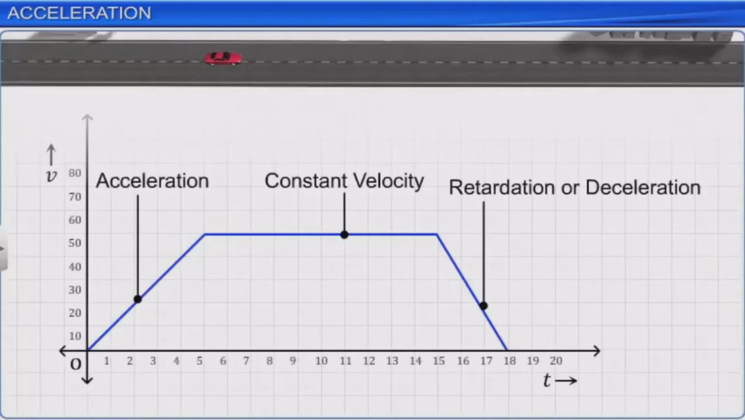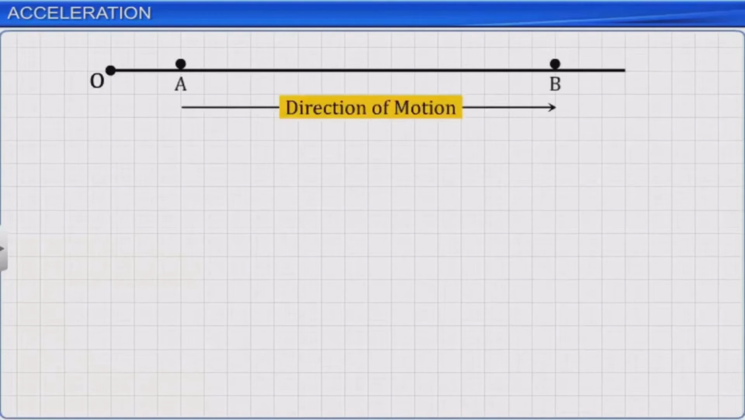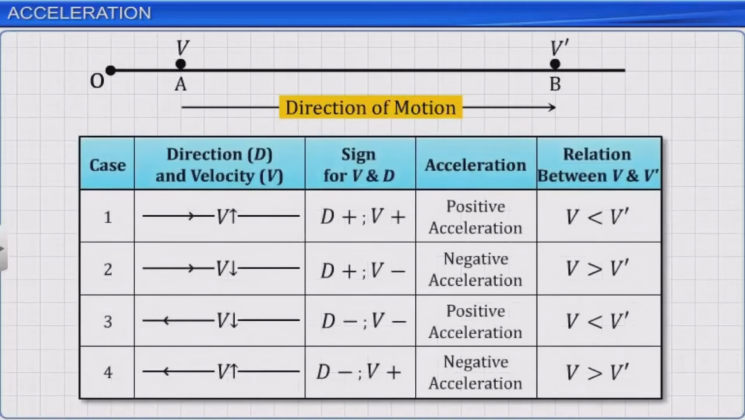To decide whether acceleration is positive or negative, the terms retardation or deceleration are confusing while solving problems. Here is an easy way to get the sign convention for acceleration right. In the 4 cases we have just studied, with respect to points A and B between which the body traverses, let us fix the velocities of the body at these points as v at A and v dash at B. The 4 cases are tabulated.